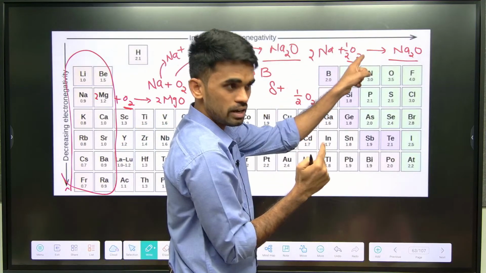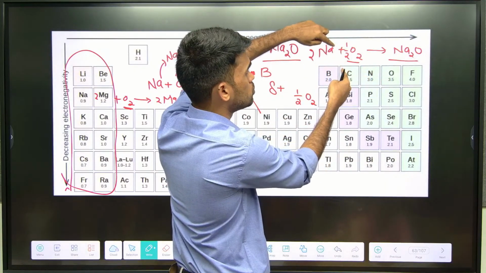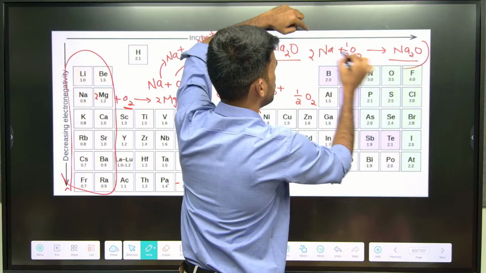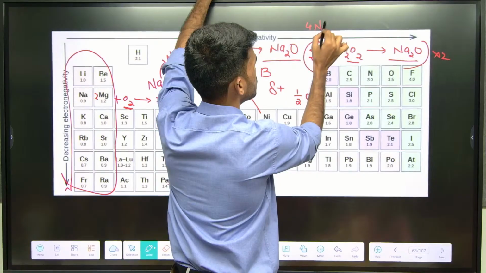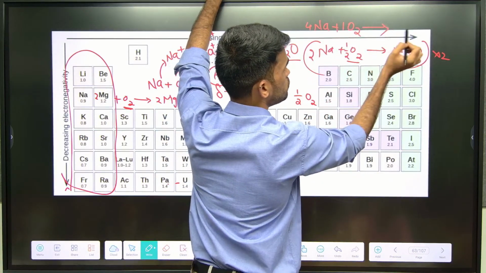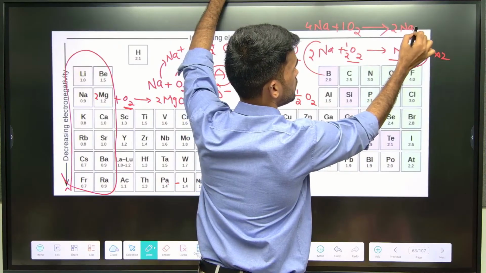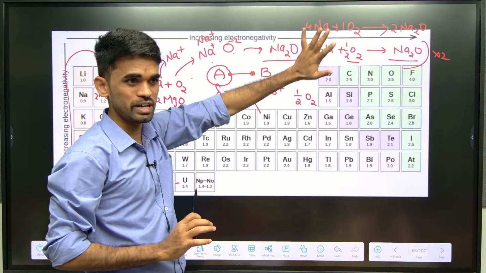So it can be written like this, or I don't want all these fractions. Now what can I do? I can multiply this complete equation with 2. Now what happens? Tell me. 4 Na plus 1 O2 gives rise to 2 Na2O. Is this clear? Okay. You can balance like this. It's a very basic thing.